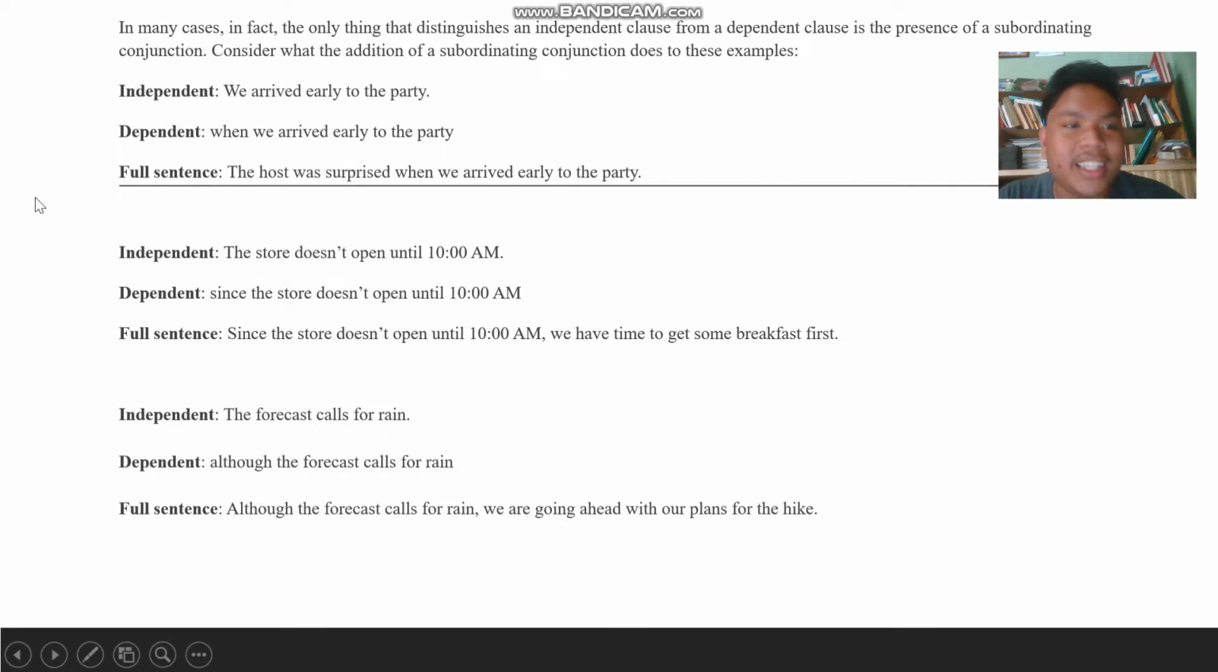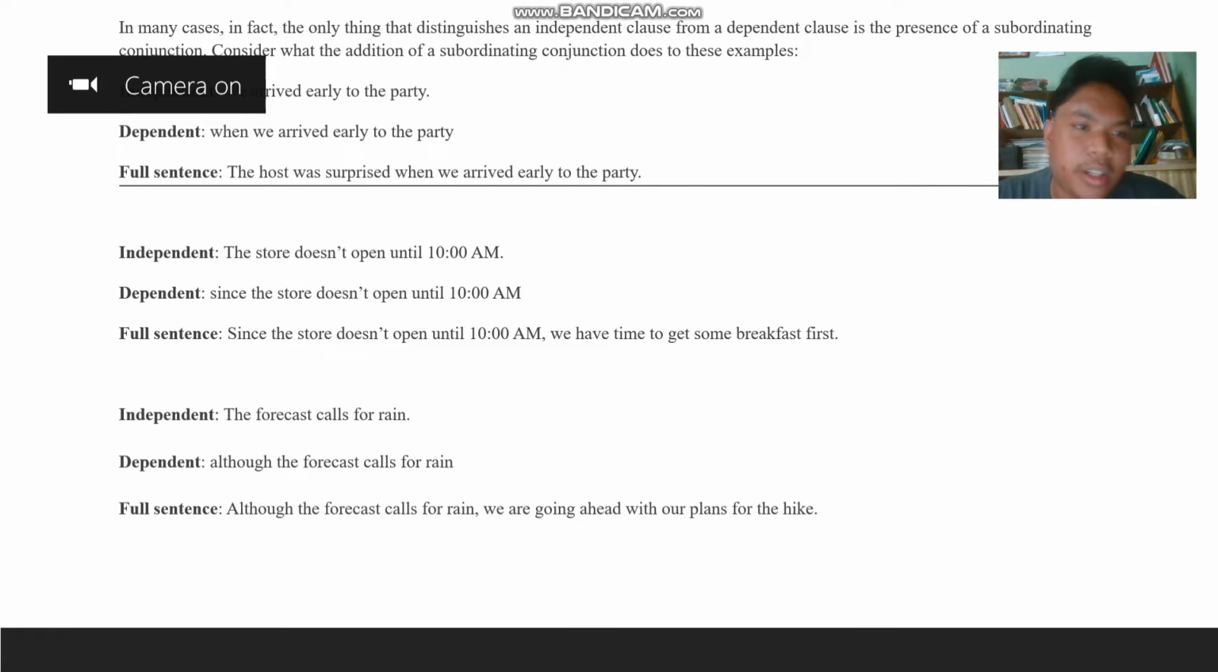As you can see, these are the examples. Independent: we arrive early to the party. Dependent: when we arrive early to the party. Full sentence: the host was surprised when we arrived early to the party. You can see and read the examples.